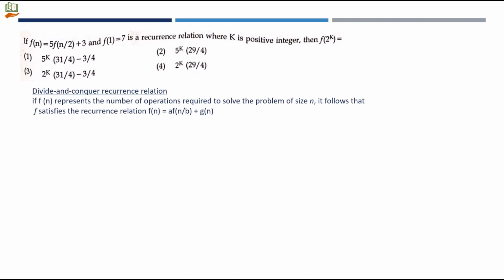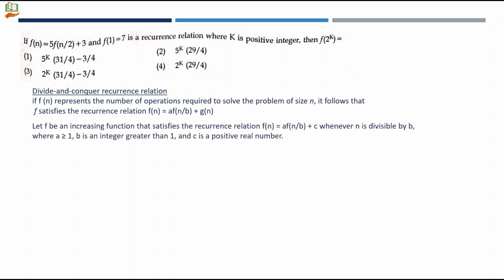Previously we saw a match with divide and conquer algorithm and recurrence relation. So from that part only they have asked this. If f of n represents the number of operations required to solve the problem of size n, it follows f satisfies the recurrence relation f of n is equal to a into f of n by b plus g of n. Let f be an increasing function that satisfies the recurrence relation whenever n is divisible by b, where a is greater than or equal to 1, b is an integer greater than 1, c is a positive real number.